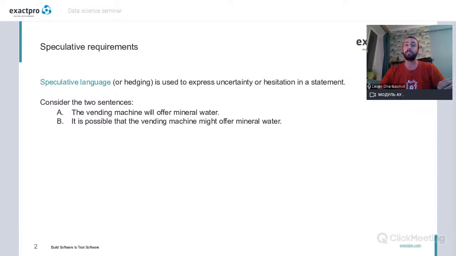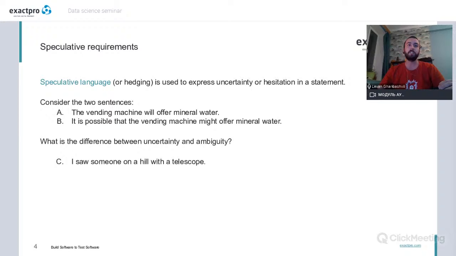If you attended the first presentation in the series by Elena, you will remember that she talked about ambiguity. These two terms, ambiguity and uncertainty, are pretty similar, so it will be good to find out what the differences between them are. So again, I will ask you, the audience, a question. What do you think is the difference between uncertainty and ambiguity? We saw this example of a sentence with uncertainty, and I will also provide an example with ambiguity.